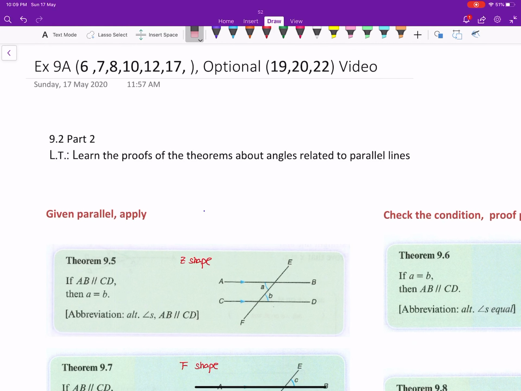Hello, Form 2 students. Today we will go through 9.2, Part 2. Learning target today is to learn the proof of the theorems about angles related to parallel lines. So please write down on your class workbook.